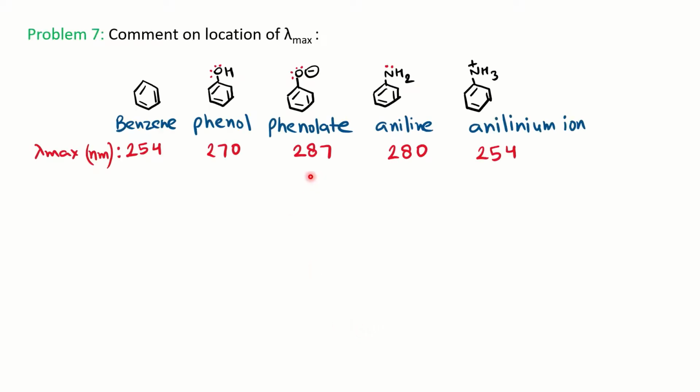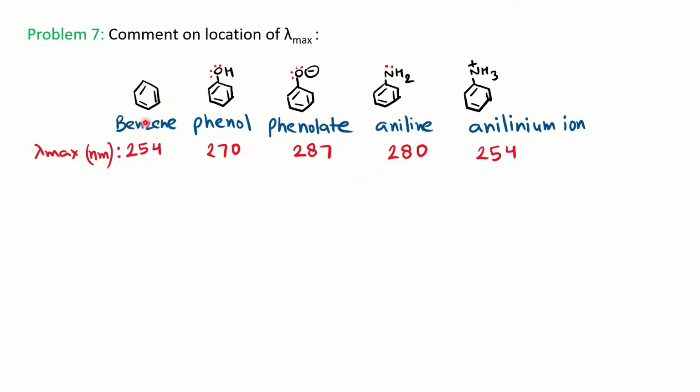And this is the last problem in today's discussion, where data is given for a few aromatic compounds, and you have to just comment on the wavelength for each molecule. So you can notice here you have benzene, phenol, phenolate, aniline and anilinium. Each one has a different wavelength here. So why is it so? We have to find out.